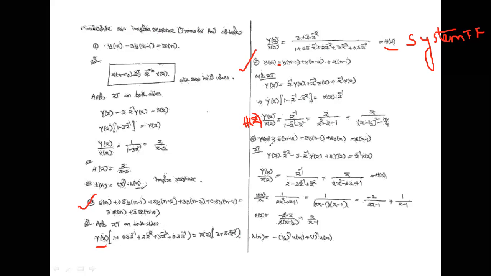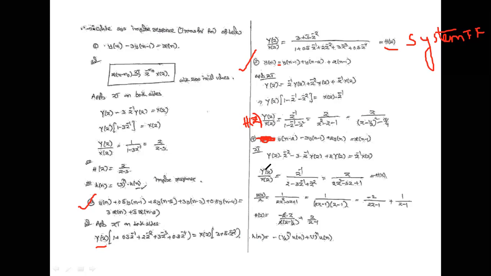Okay. And the next example, the fourth example also: y of n minus 2 minus 3 into y of n minus 1 plus 2 into y of n is equal to x of n minus 1. Apply the z transformation for this. Y of n minus 2 is Y of z into z power minus 2, minus 3 into y of n minus 1, whose z transformation is z power minus 1 Y of z, and 2 into Y of z, that is equal to x of n minus 1, whose z transformation is z power minus 1 X of z.